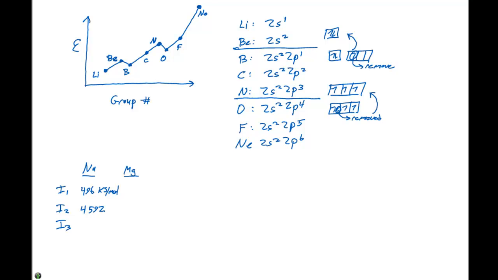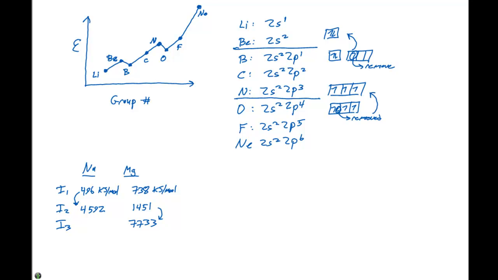If we look at magnesium, the first ionization energy is 738 kilojoules per mole. The second ionization energy is 1451 kilojoules per mole. And the third ionization energy is 7,733 kilojoules per mole. So for sodium, we see a large jump from the first to the second ionization energy, whereas for magnesium, we see a large jump from the second to the third ionization energy.